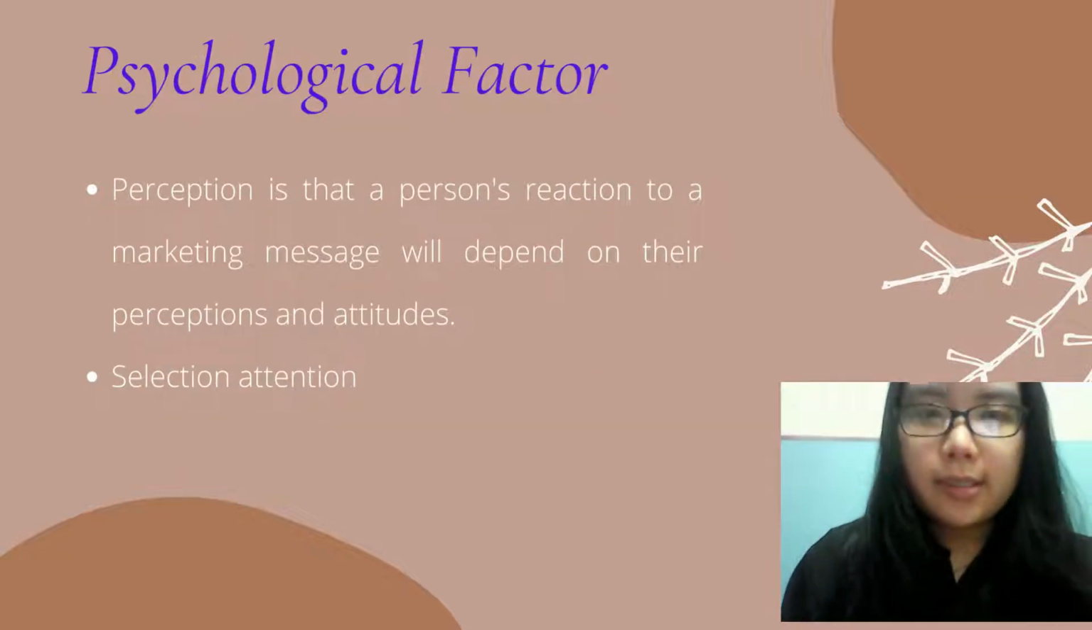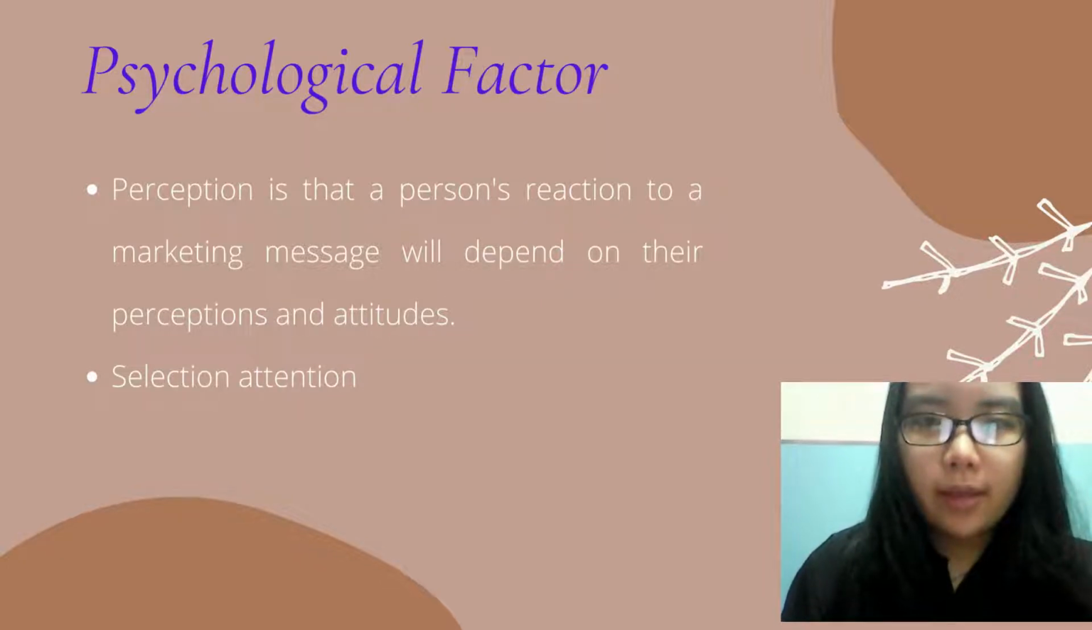The third factor is the psychological factor. A person's reaction to a marketing message will depend on their perception and attitude. People with the same need may not buy similar products because of differences in perception. The first is selective attention, which refers to the process by which individuals pay attention to information that is useful to them or their immediate family. The second is selective distortion, which is the tendency of consumers to perceive information in a way that is consistent with their existing ideas and beliefs.